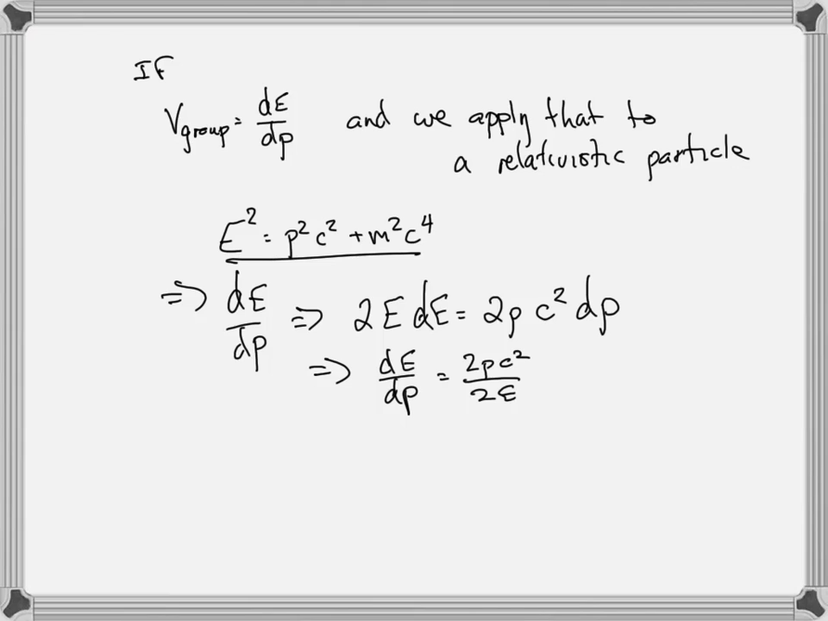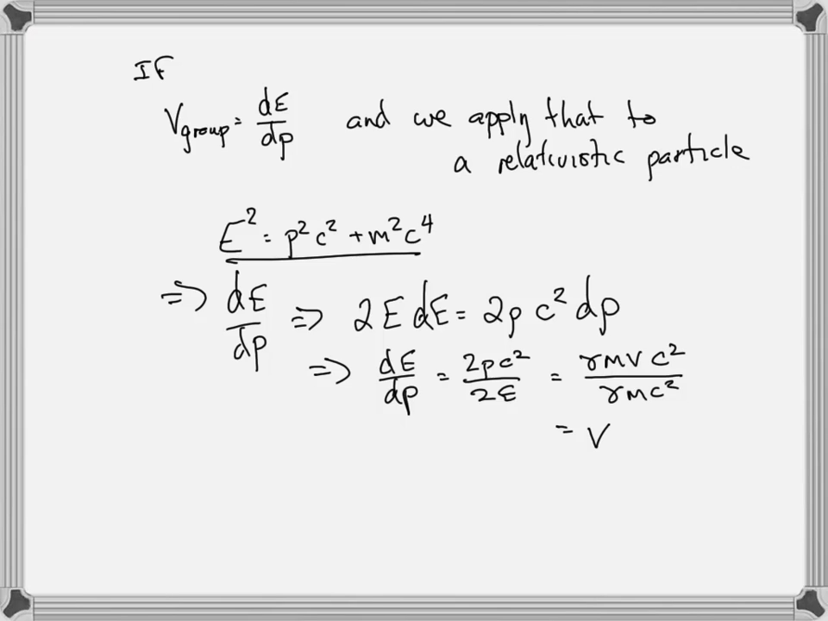Doing this relativistically, the 2's cancel. P is gamma mv, and we have the c squared still. And E is gamma mc squared. So we have a gamma mc squared on top and a gamma mc squared on the bottom. What do we get? We get dE dP is v.